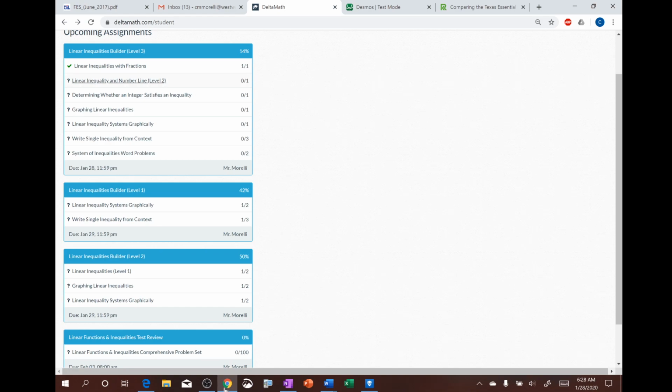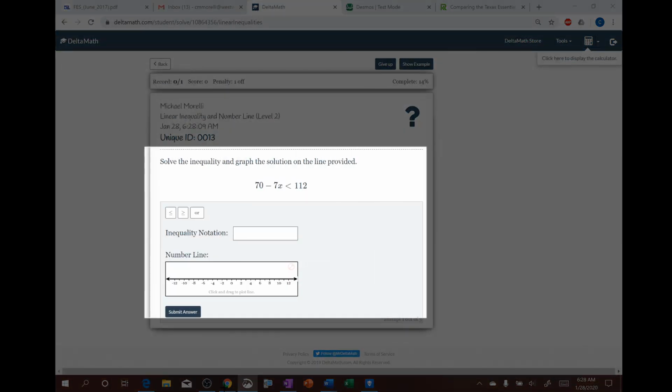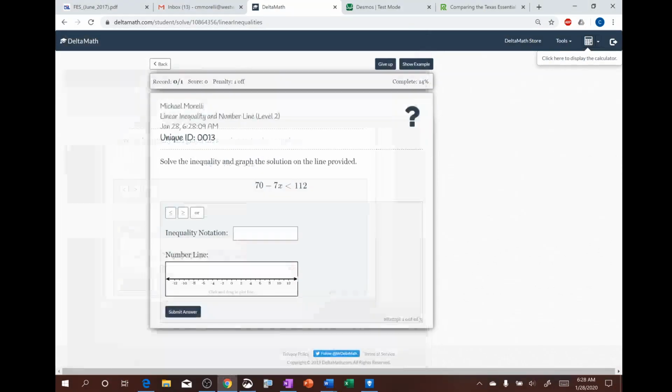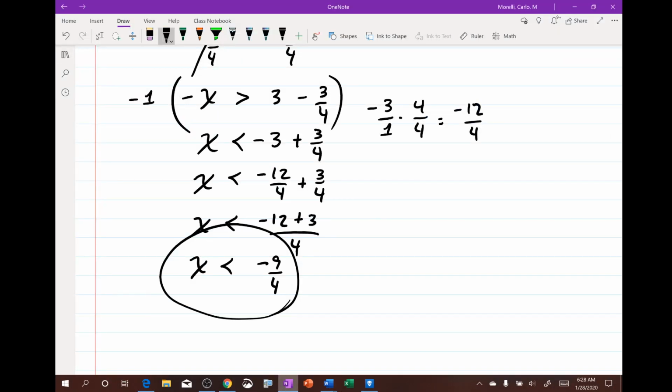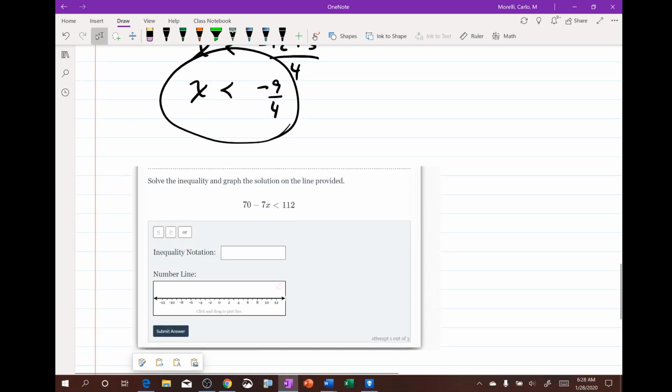And now we're on to linear inequality in the number line. So it wants us to solve the inequality, then graph the solution on the line provided. Okay, first we'll solve it, and then we'll graph it. Okay, so we got to solve this inequality. 70 minus 7x less than 112.